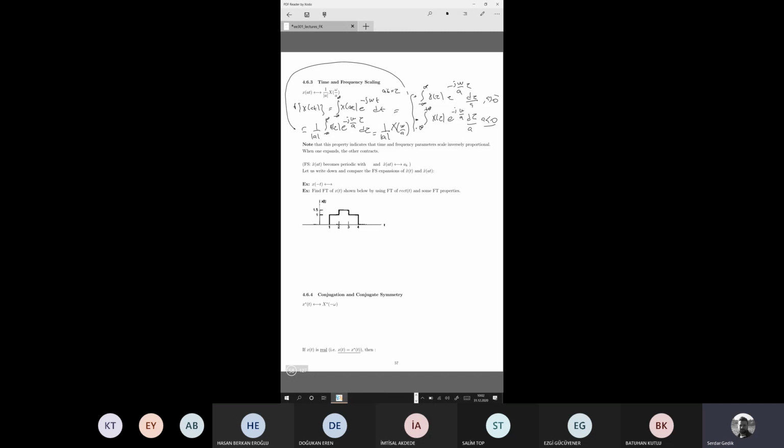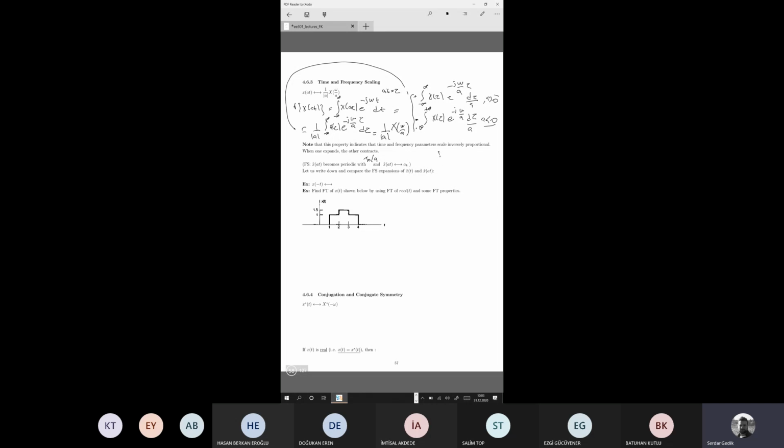Well, this property, of course, tells you that time and frequency parameters are scaled inversely. So if one expands, the other contracts, and vice versa. If you remember the Fourier series coefficients for this case, x tilde at is periodic with t0 over a, and x tilde at has Fourier series coefficients ak. So if you compare x(t) and x tilde(t), what is this?